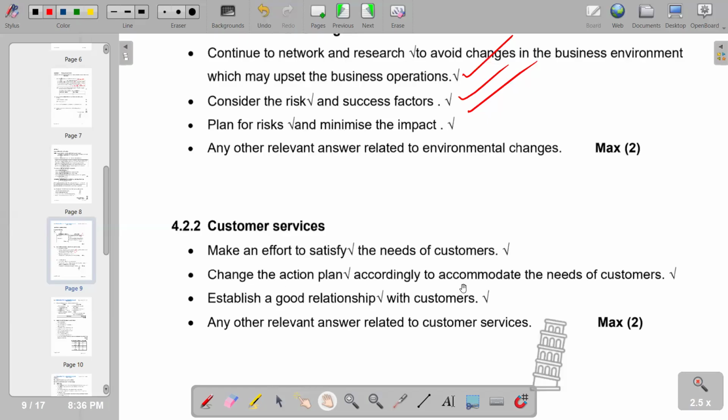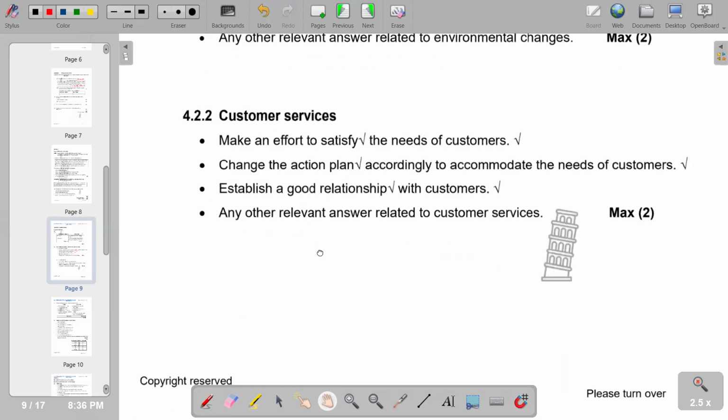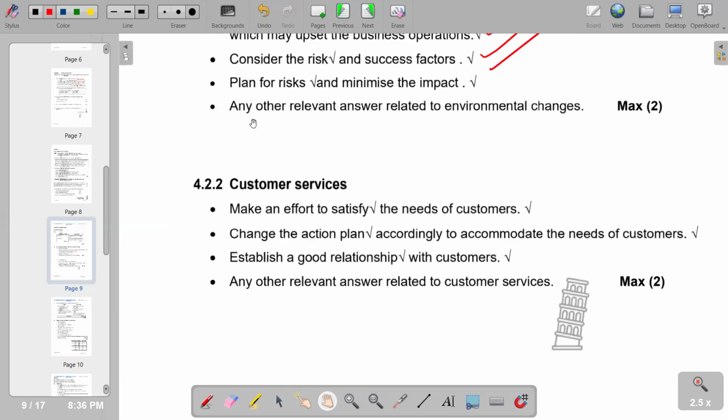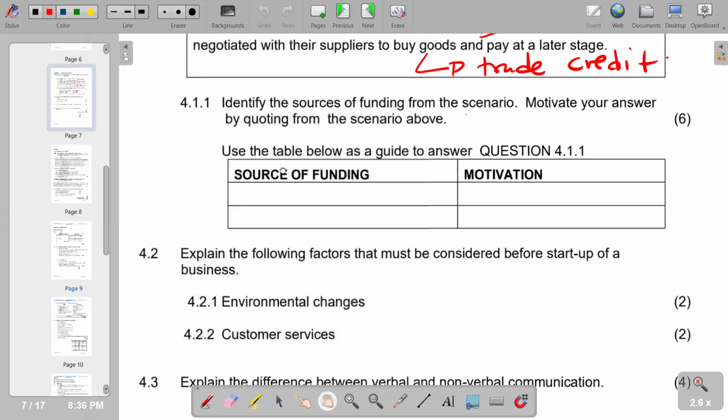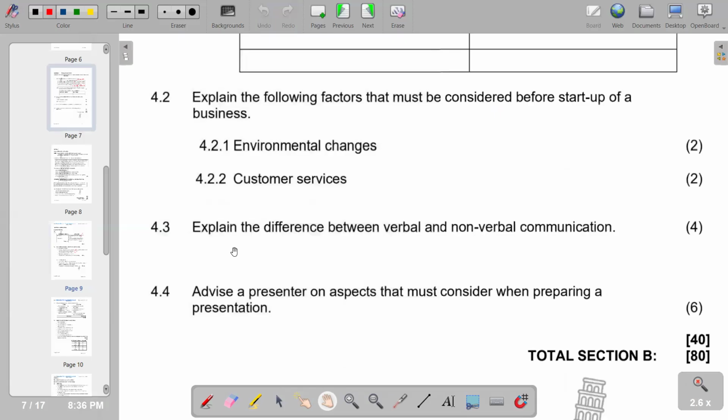Change the action plan accordingly to accommodate the needs of customers. Establish a good relationship with customers. So this is what we have on 4.2.2. Then move on to the next question, which is now 4.3. Explain the difference between verbal and non-verbal communication.